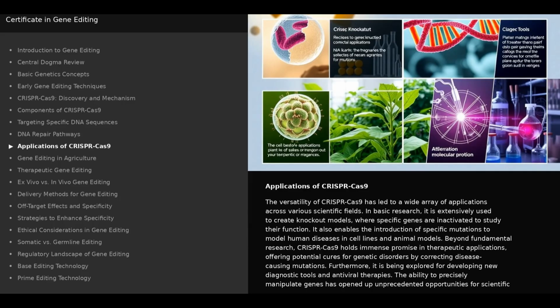Applications of CRISPR-Cas9. The versatility of CRISPR-Cas9 has led to a wide array of applications across various scientific fields. In basic research, it is extensively used to create knockout models, where specific genes are inactivated to study their function. It also enables the introduction of specific mutations to model human diseases in cell lines and animal models. Beyond fundamental research, CRISPR-Cas9 holds immense promise in therapeutic applications, offering potential cures for genetic disorders by correcting disease-causing mutations. Furthermore, it is being explored for developing new diagnostic tools and antiviral therapies.